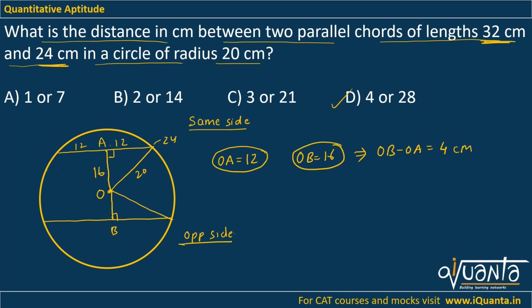Similarly for this, let me call this point C. In triangle OBC, this is 20 because this is the radius. OB I need to find out. BC will be half of this chord of length 32, so this will be 16, so OB will be equal to 12. So the distance between these two chords is 16 plus 12, okay, OA plus OB, which gives me 28. So 4 or 28, option D will be the correct answer.